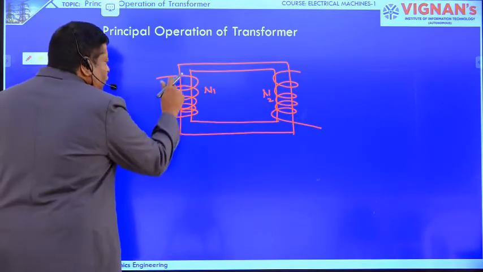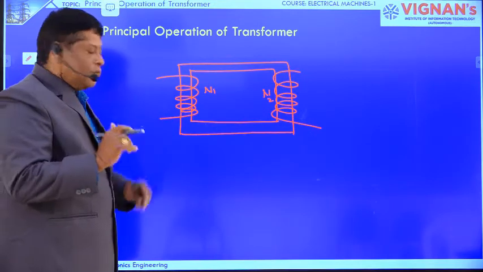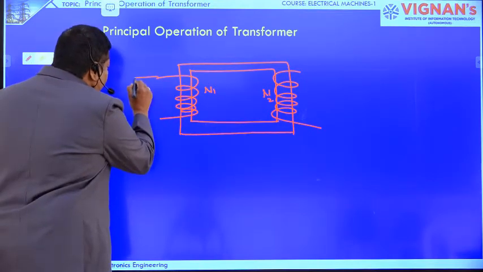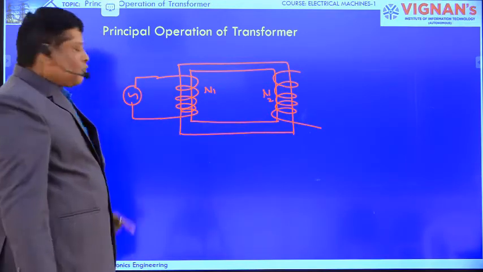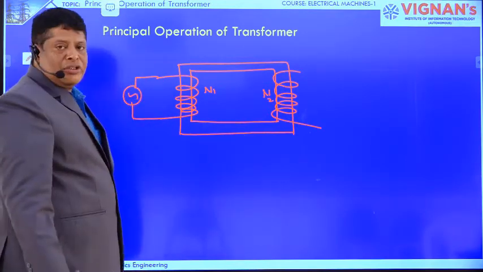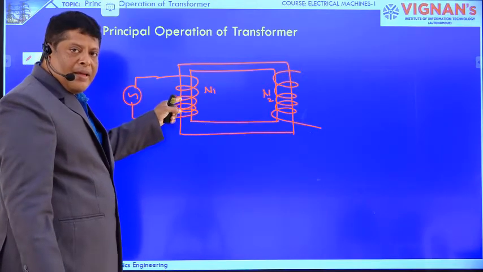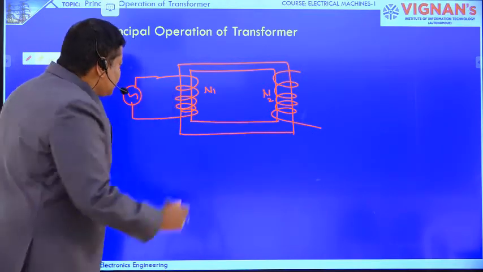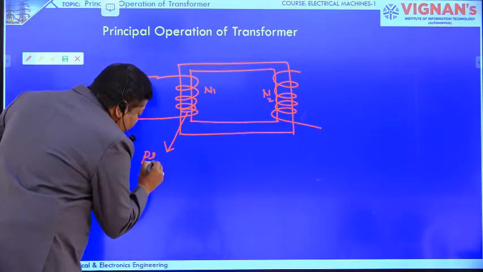Now here, the coil and the circuit are the same. Here, we are connecting a sinusoidal voltage source. Whenever we connect a sinusoidal voltage source to the circuit, it is now named the primary winding.